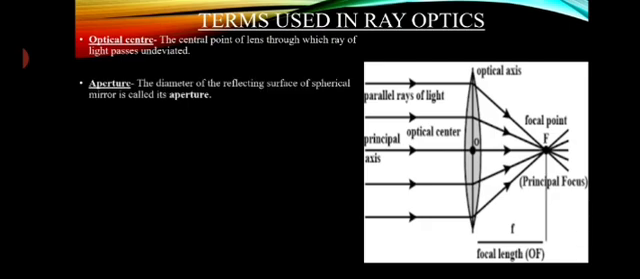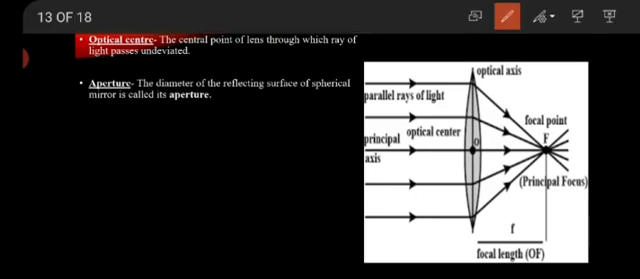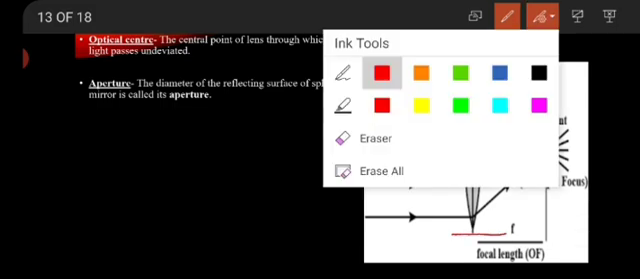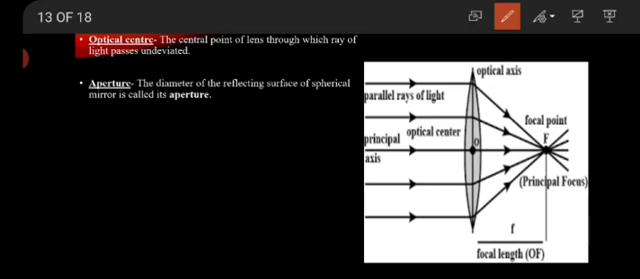Next is the aperture. Aperture is nothing but the opening, or the diameter of that opening, of the reflecting surface of the spherical mirror through which light passes. The overall opening which you can see here, starting from this point until this point, is called the aperture.